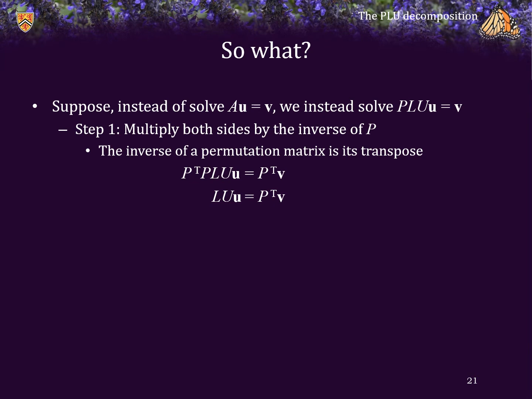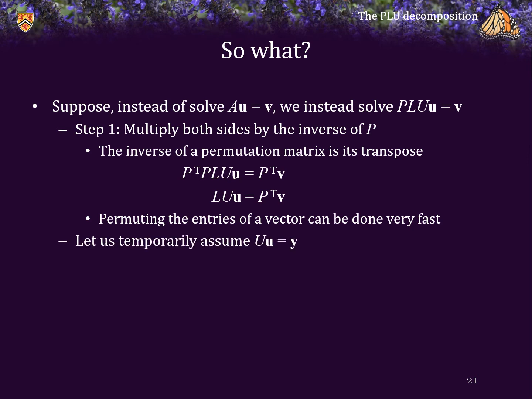So the matrix L times the matrix U times our unknown vector is equal to a permutation of the target vector V. Now, permuting the entries of a vector can be done very quickly. So there are very efficient data structures for storing permutation matrices, and there are very efficient means of carrying this out.